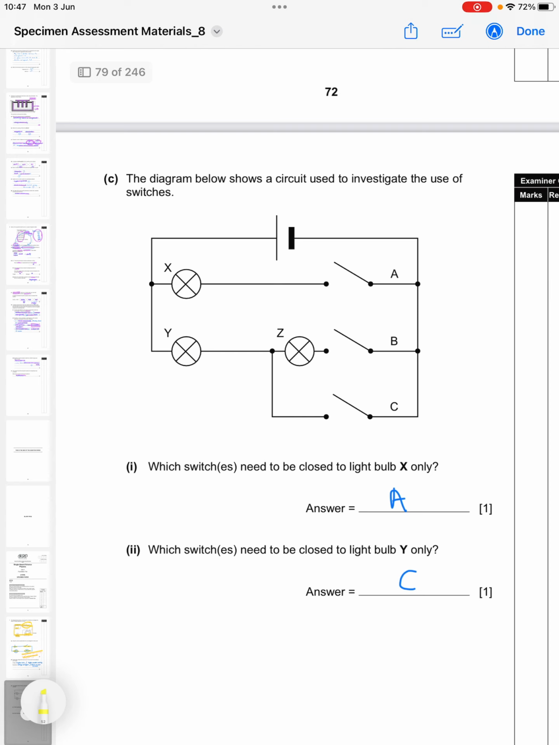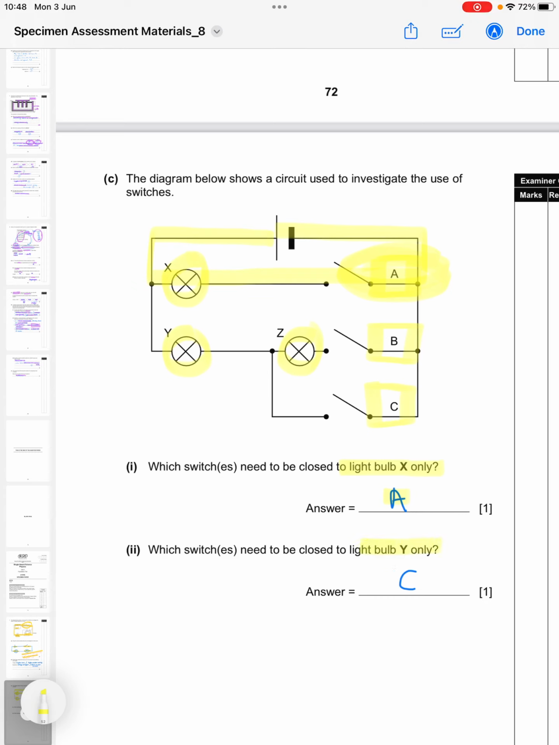On to part C, the diagram shows a circuit used to investigate the use of switches. We have X, Y and Z, which are 3 bulbs, and then 3 switches, A, B and C. It says which switches need to be closed to light bulb X only. So if we look at X, the easiest way to connect X up would be to go through A here. So we only need A to be connected for X to light.